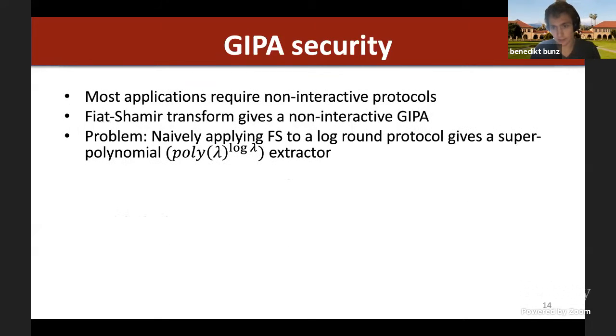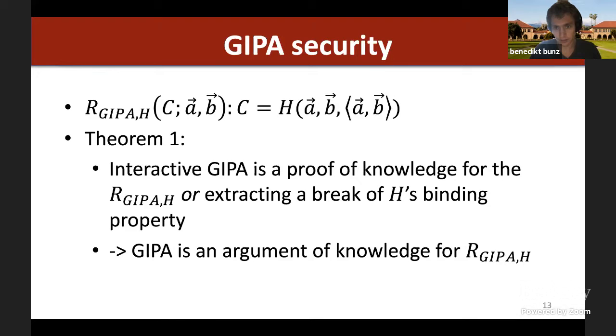But in practice, most of the applications actually require non-interactive arguments. The security proof is very similar to the security proof for the inner product argument, but one of the nice properties is that it really generalizes for all of these protocols. We can now just come up with a new inner product commitment H, and as long as we can show, or assume, that it's binding, we immediately have a GIPA variant for it, and we immediately know that it's secure by theorem 1.